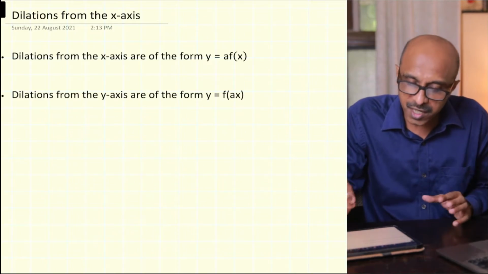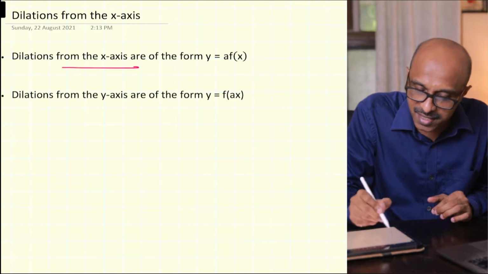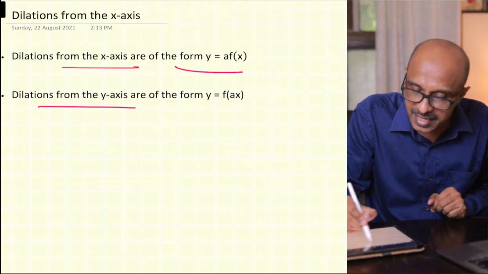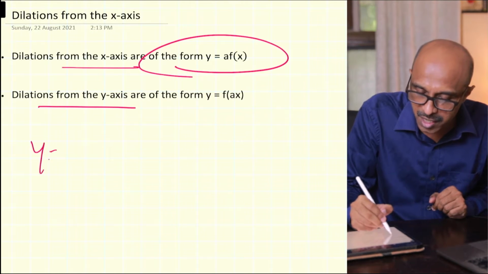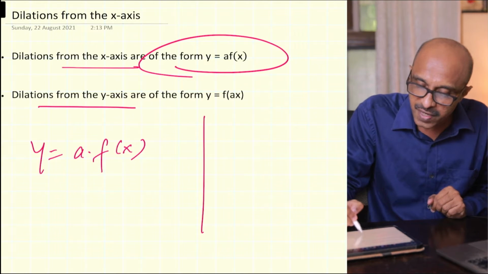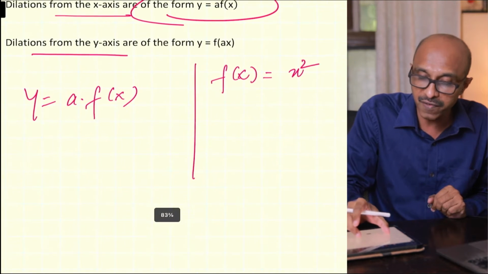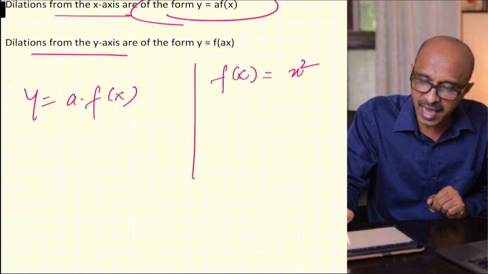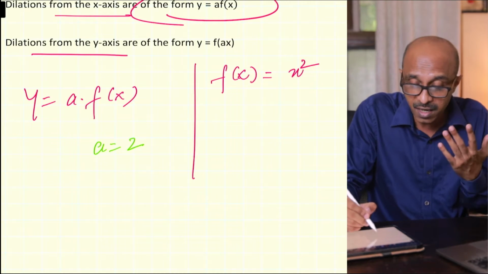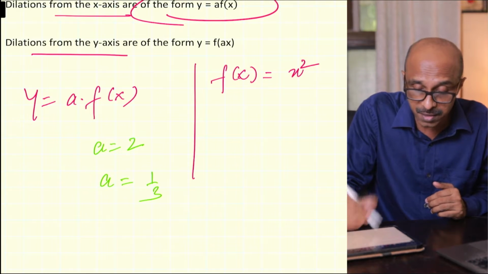In order to make a proper study of dilations of functions, it's important to study the dilations from the x-axis and the dilations from the y-axis separately, all right? Dilations from the x-axis are of the form y is equal to a times f of x. What does that mean? If f of x is any parent function, let's consider the quadratic function as a parent function, and a is any numeric value, a factor. It could be greater than 1, it can also be less than 1, so it can be something like 1/3.